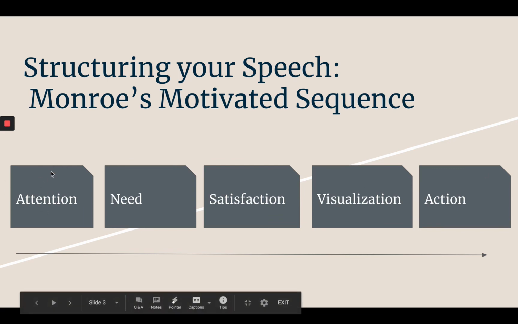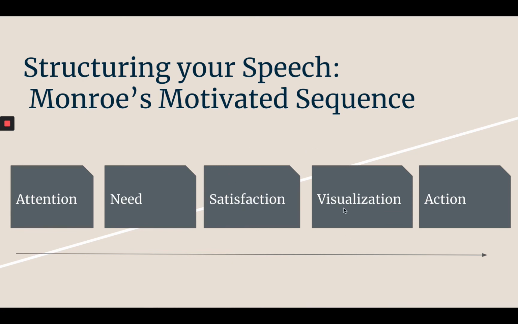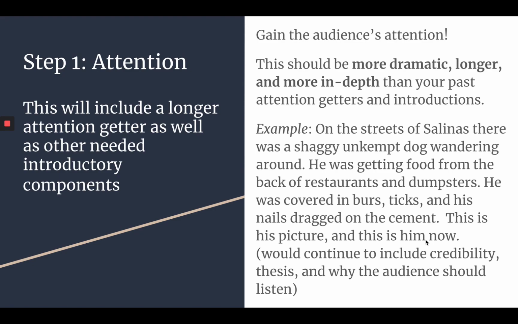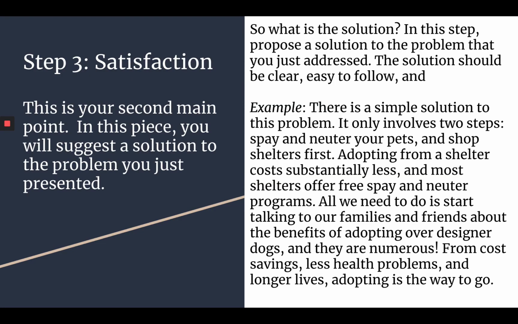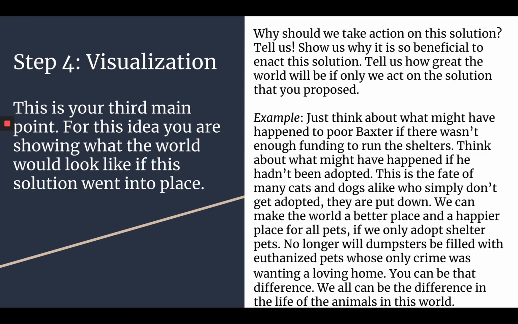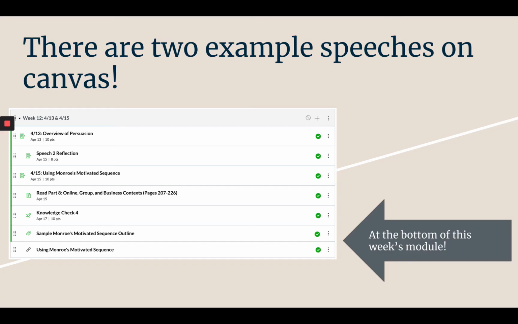This one acts as your introduction. This acts as main point 1. This is main point 2, main point 3, and this is your conclusion. And so this outline should be pretty easy for you all to use, and it helps make your speech a lot more persuasive, easier for the audience to follow along with.